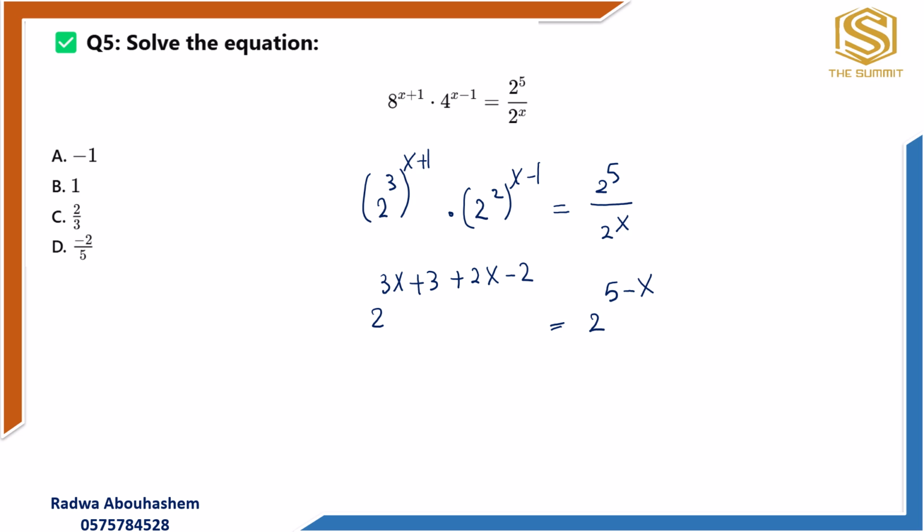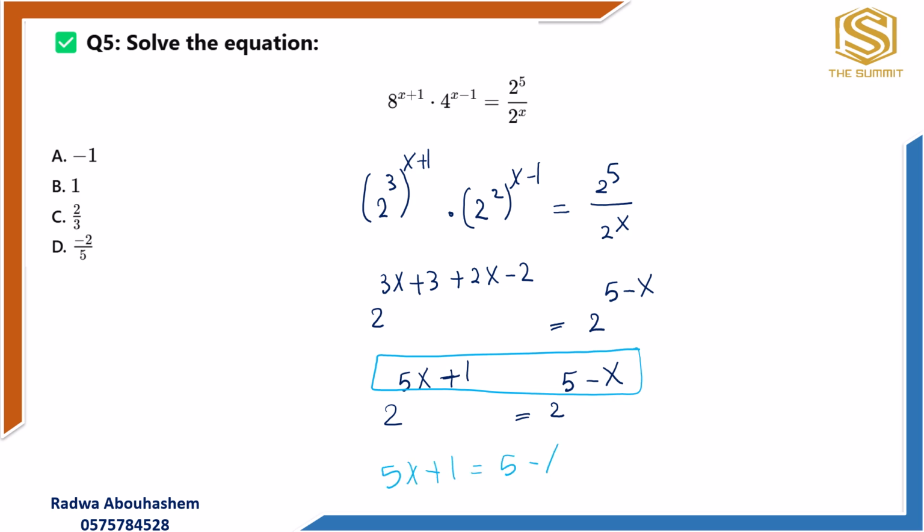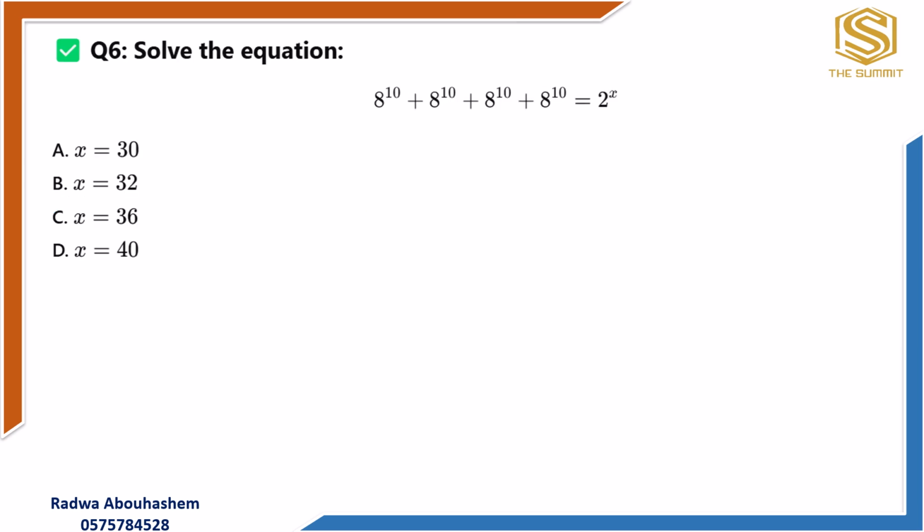So this means 2 to the power 5x plus 1 equals 2 to the power 5 minus x. This means that the two powers are equal. So 5x plus 1 equals 5 minus x. Transposing, 4x equals 4, so x equals 1.